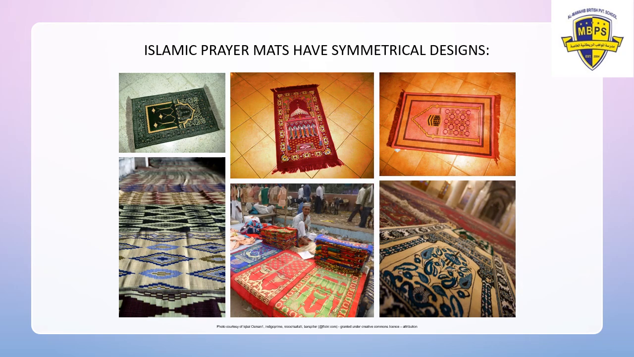Now students, there are many objects around us that we see in our daily life which are symmetrical in shape. For example, the Islamic prayer mats that we use every day. Even they are symmetrical in shape if they are folded. Okay, there is a line of symmetry that can be drawn. So there are many things that we see in our daily life which are symmetrical in shape.